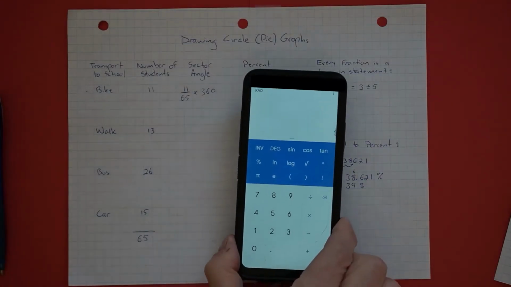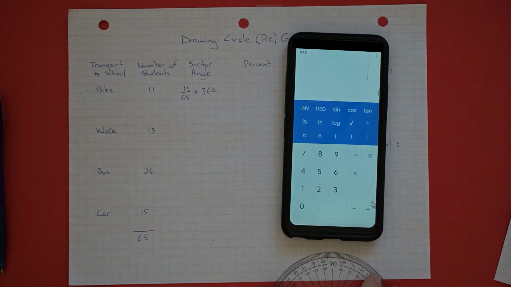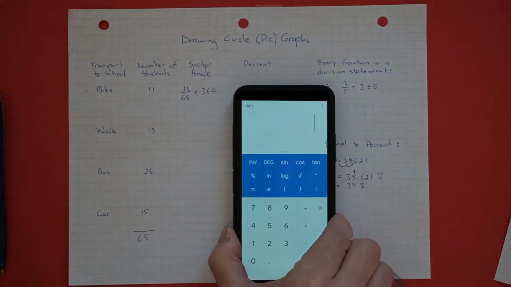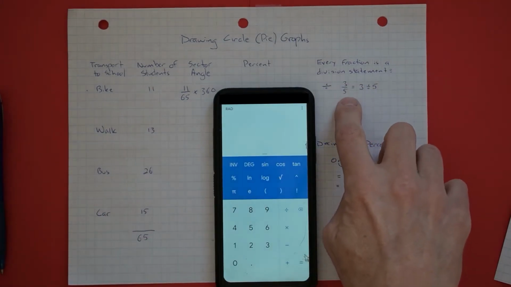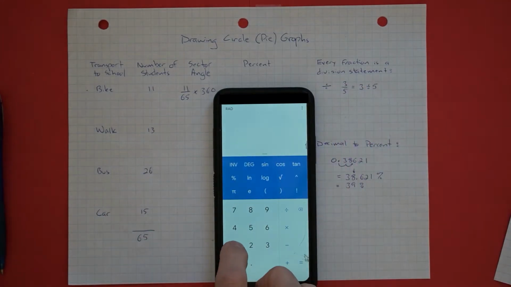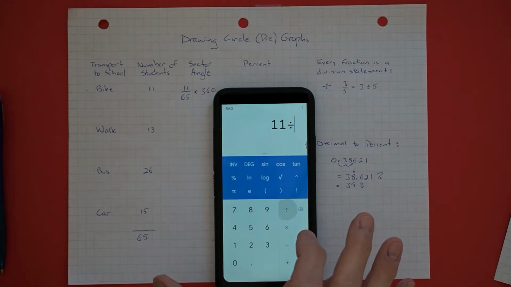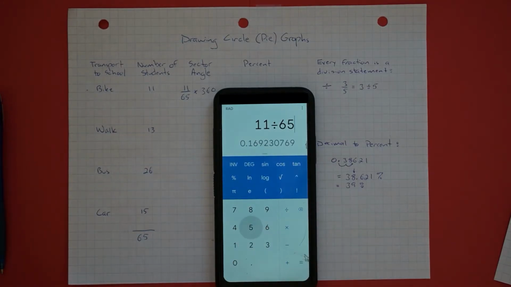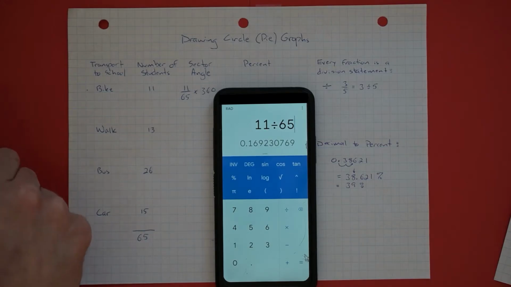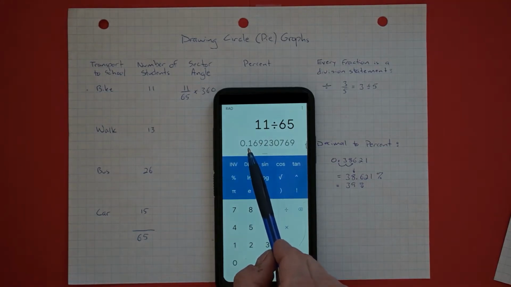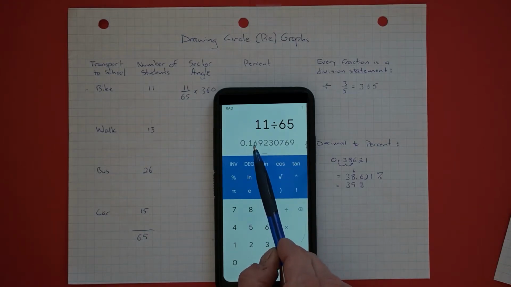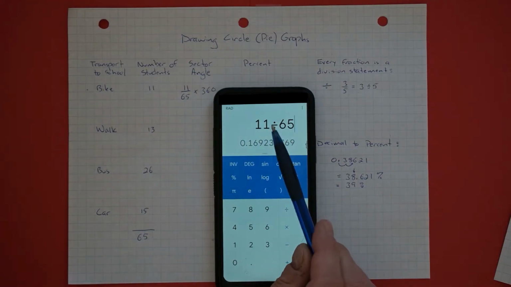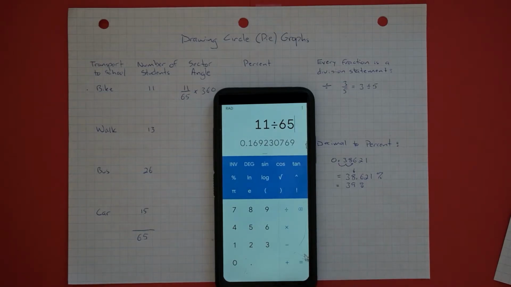So now we can go ahead and put that in on the calculator. So let's take that 11/65 and remember that as a fraction that is a division statement. So I put 11 divided by 65 into my calculator. And I'm going to pause here for a moment because this has given me a nice decimal answer to what this fraction is.